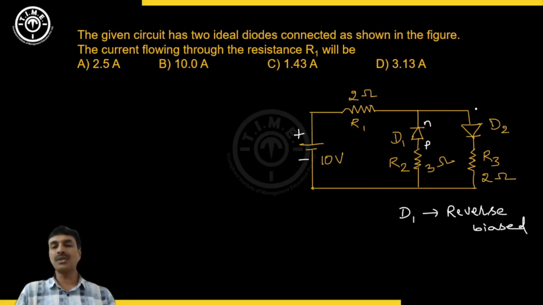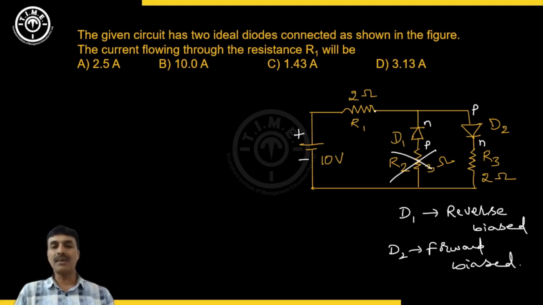What about D2? See, positive terminal of the battery is connected to the P region and negative terminal of the battery is connected to the N region. So D2 is forward biased. So conduction happens only through D2, and as D1 is in reverse bias mode, no current will pass through this. Okay.